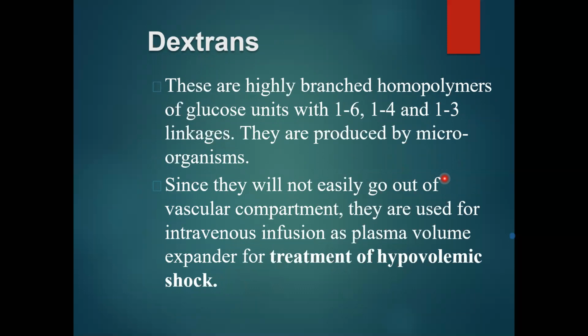Coming to dextran, they are highly branched homopolymers of glucose units with 1,4, 1,3 and 1,6 linkages. They are produced by microorganisms. They are used for the treatment of hypovolemic shock. Since they will not easily go out of the vascular compartment, they are used as intravenous infusions.